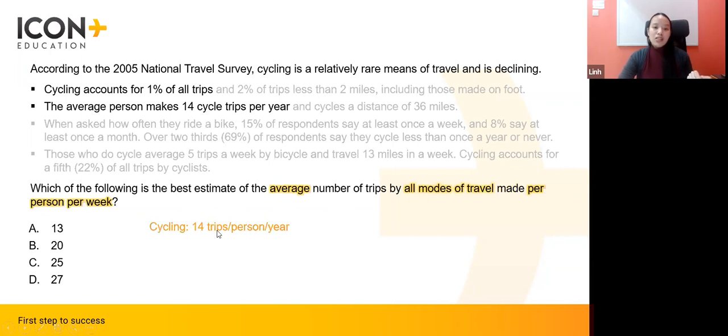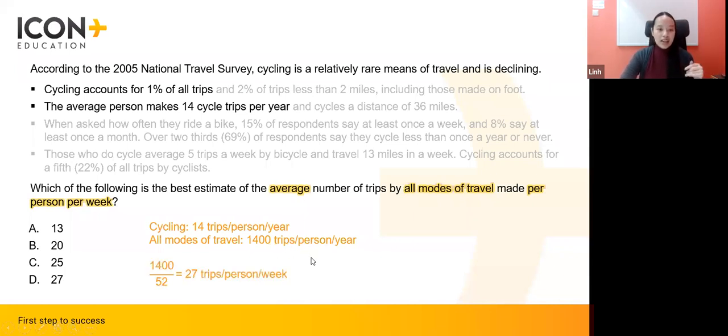So this tells us that for all modes of travel, you should have 1,400 trips per person per year. But the question doesn't want trips per person per year, it wants trips per person per week. So we need to convert year to week, and that conversion works by dividing by 52.